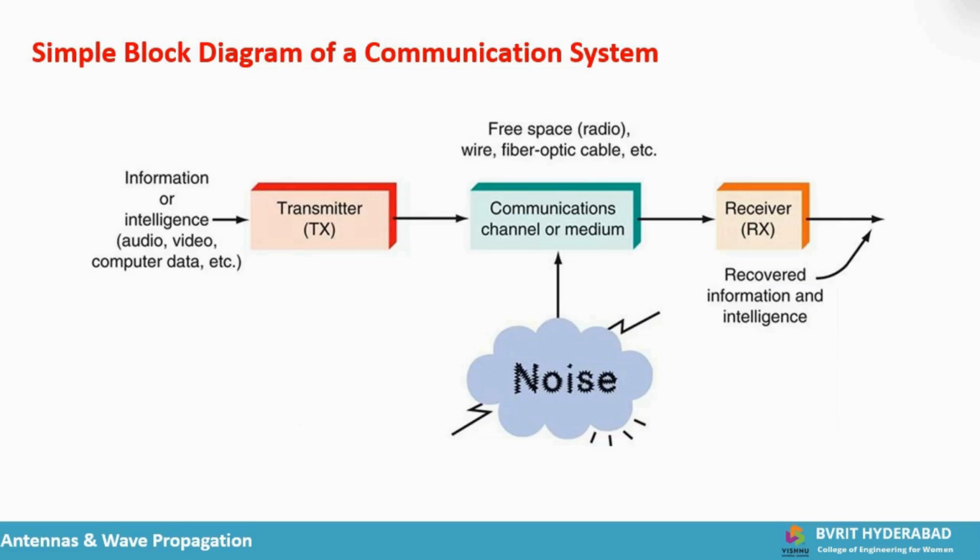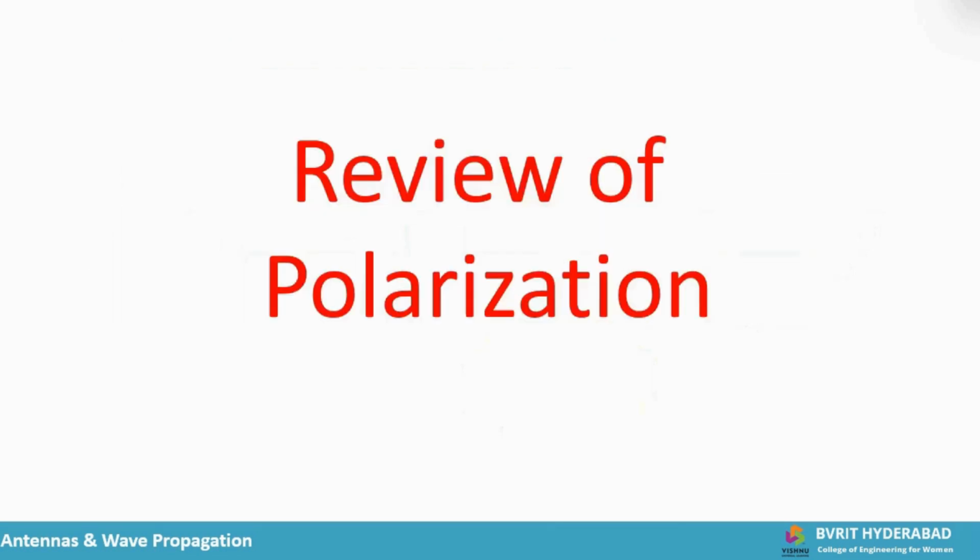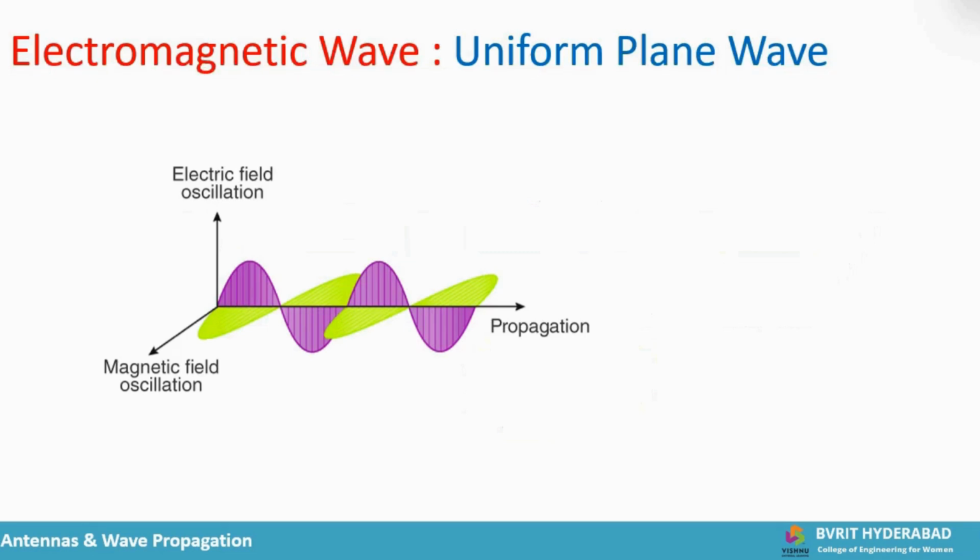A communication system consists of a transmitter, channel, and receiver. Antennas play a vital role in transmitting and receiving electromagnetic signals. Polarization describes the orientation of the electric field vector. Proper polarization matching improves signal reception and communication efficiency.